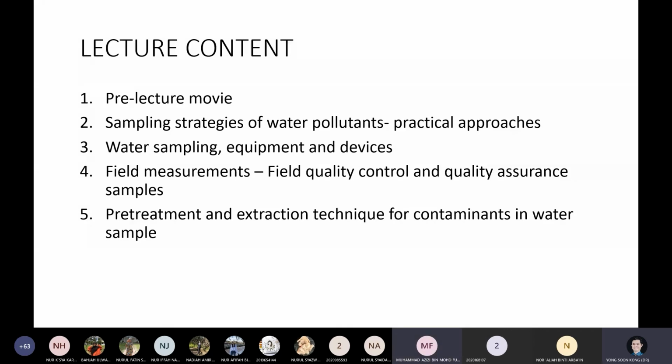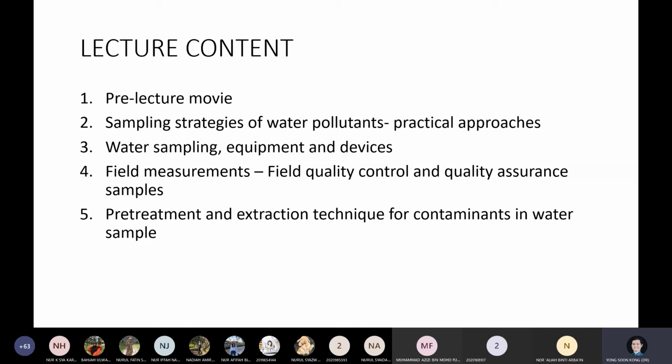Okay, next point is sampling strategies of the water pollutants, practical approaches. So in water sampling, we also have some rules to follow, all for the sake of accuracy and also to minimize the source of error. So there are strategies that we need to follow. Later on, I will explain to you the details.